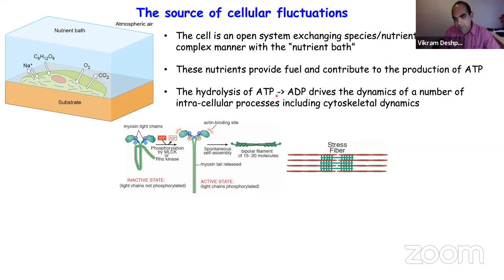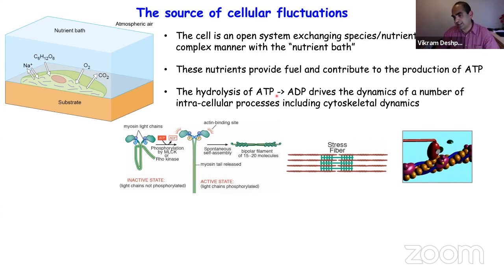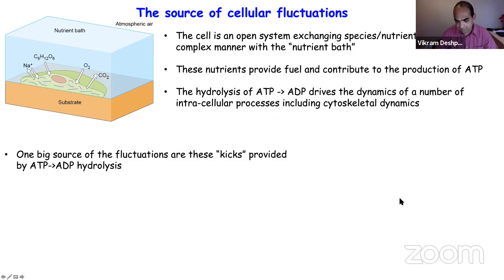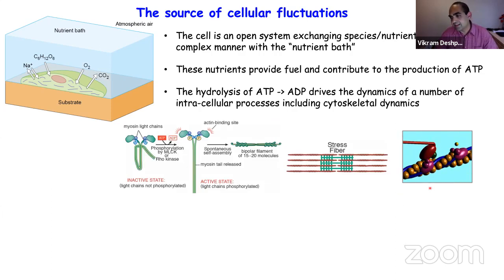So some of these dynamics I've said to you, so these are these stress fibers, which are contractile. And what you can see here in this cartoon that we are trying to show is that ATP comes here, it gives a kick to the myosin motor, and this kick is what is basically resulting in this kind of fluctuations.